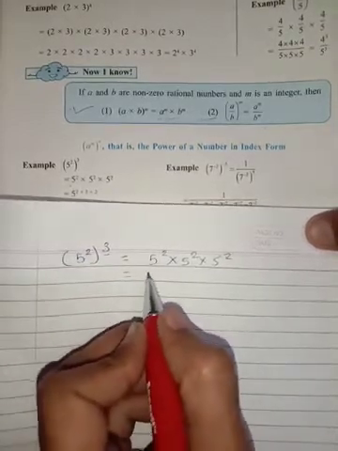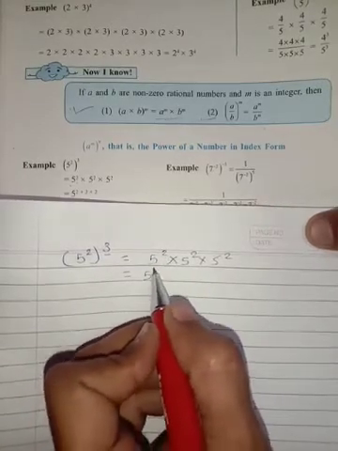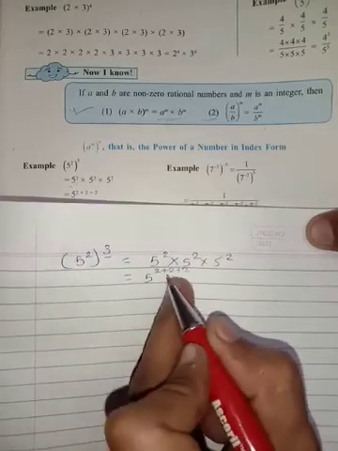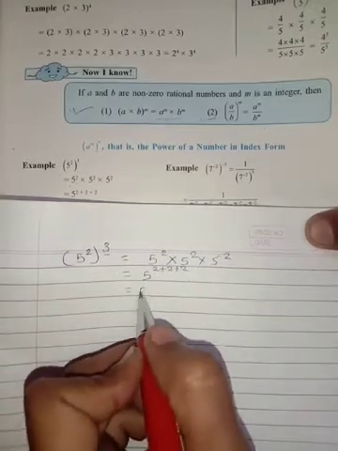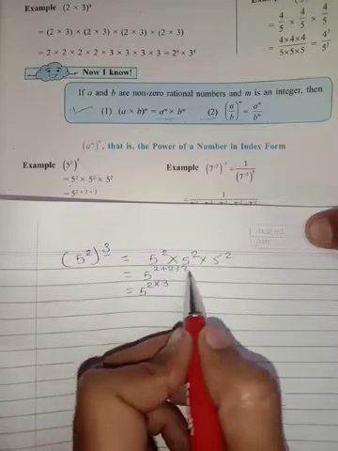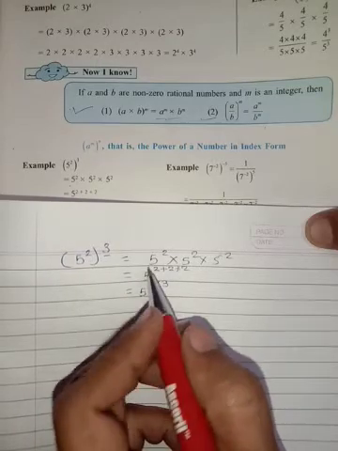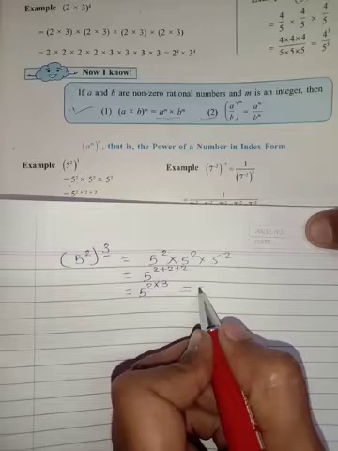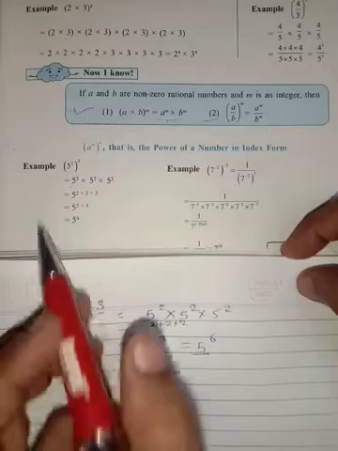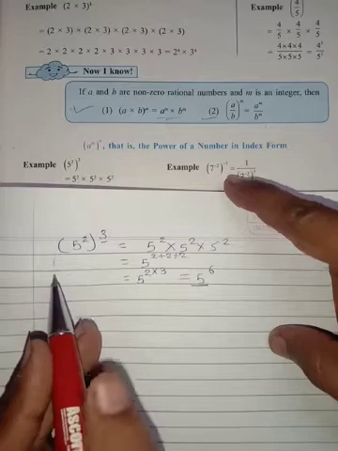Now arrange this equation. We take 5 common and write here the power: 2 plus 2 plus 2. Now we can write here 5 raised to 2 multiplied by 3. It means 3 times 2. So we can write here 5 raised to the power of 2 multiplied by 3. Now solve this, so it is 5 raised to 6. This is the answer of this equation. Remember this equation.